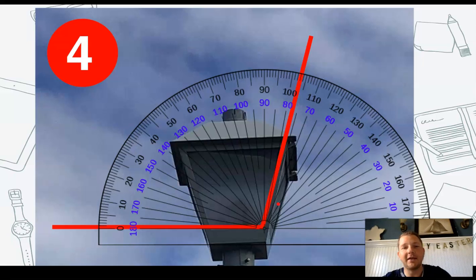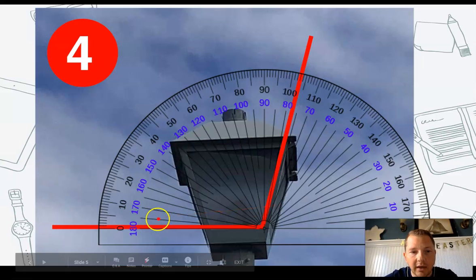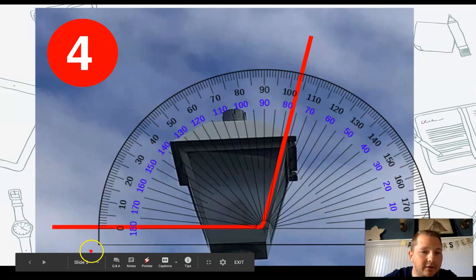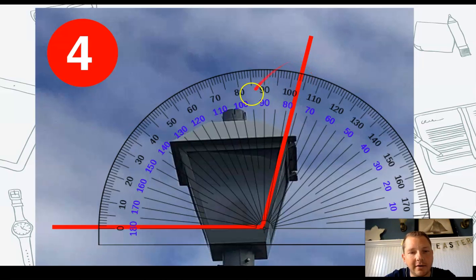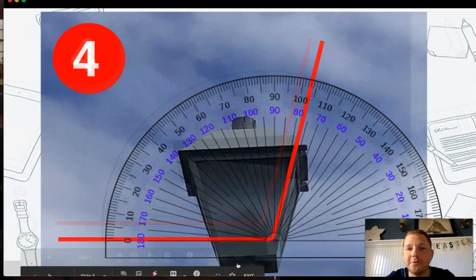And here's your last angle that I found. This is the street light at the corner of my street. And notice that my ray is pointing to the left here. So I'm going to follow the lines that I drew, and we're going to figure out what this measurement is right here. And we're going to put it on that Google form.